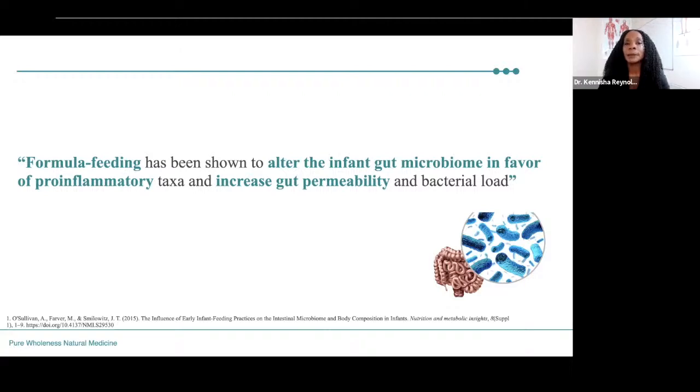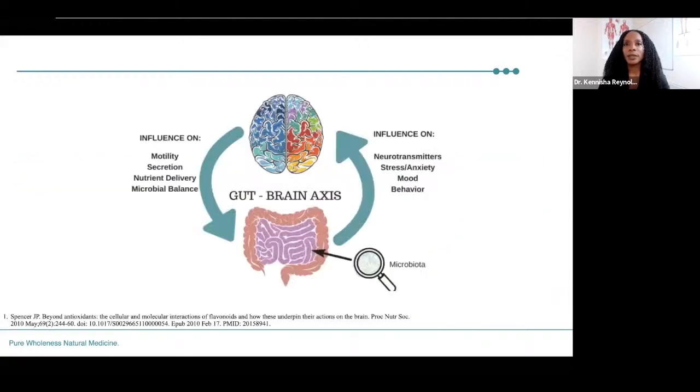Your gut microbiome is shaped early in life, and it can influence your health later in life. We talked about in previous presentations the role of this bidirectional communication between the gut and the brain, and how the brain can influence motility, secretion, nutrient delivery, microbial balance, and how in turn the gastrointestinal system can influence neuropeptide production and our neurotransmitter synthesis, and influence stress and anxiety, our mental health and mood and behavior.